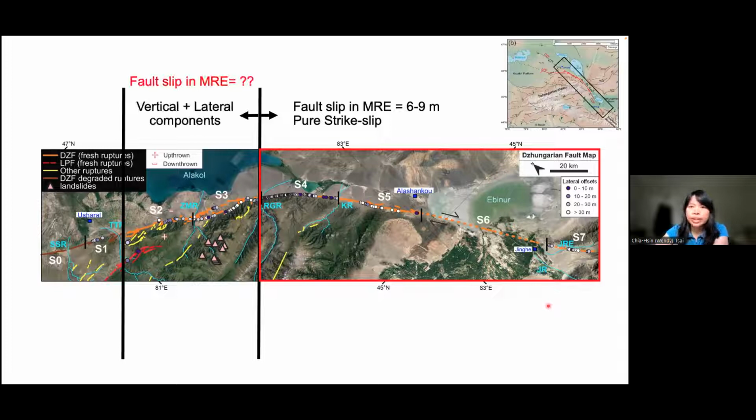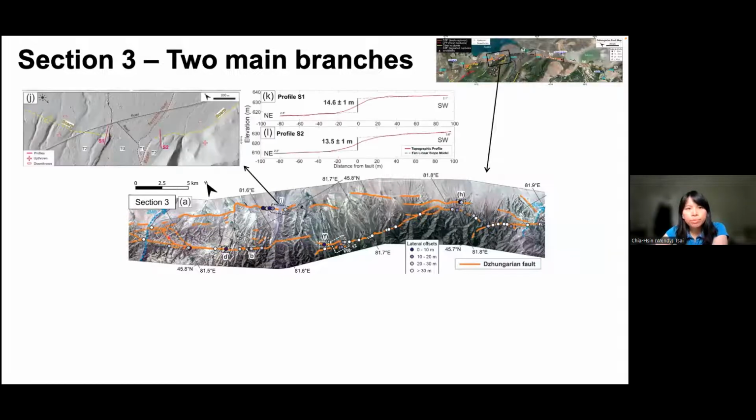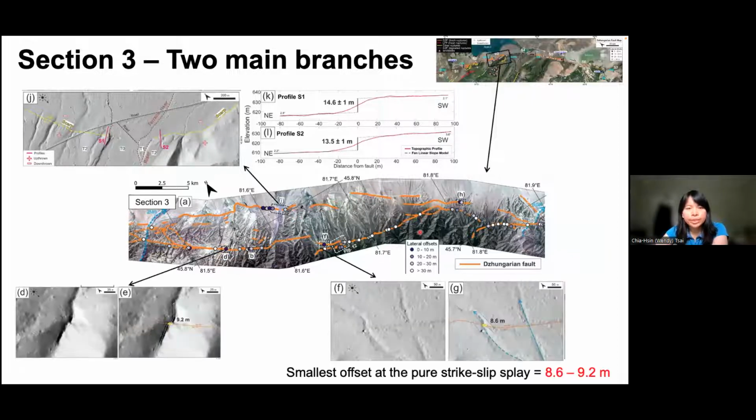However, it's hard to directly measure the fault slip in the northern sections that have oblique components, not to mention that the northern sections tend to have branches. Let's look at section 3 first. Section 3 is the large slip partitioning zone with two main branches. The northern branch is dominated by vertical components, whereas the southern branch is dominated by pure strike slip components, with the smallest offsets also around 8 meters. The branches and many splays make the geometry of section 3 the most complicated one among all the sections.